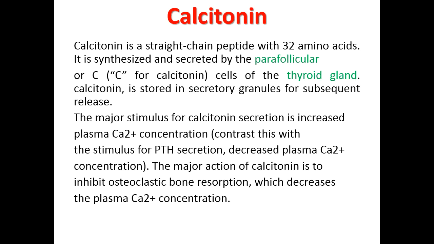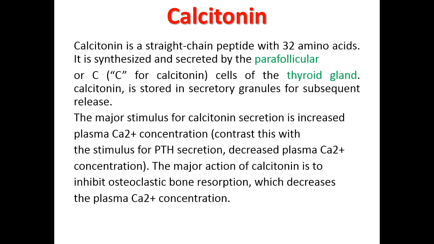Calcitonin, when synthesized, is stored in secretory granules for subsequent release. The major stimulus for calcitonin secretion is increased calcium plasma concentration. When there is an increase in plasma concentration of calcium, this will stimulate an increase of calcitonin secretion. When stimulation occurs and calcitonin secretion begins, it will pass through the circulation and it will decrease plasma calcium concentration.